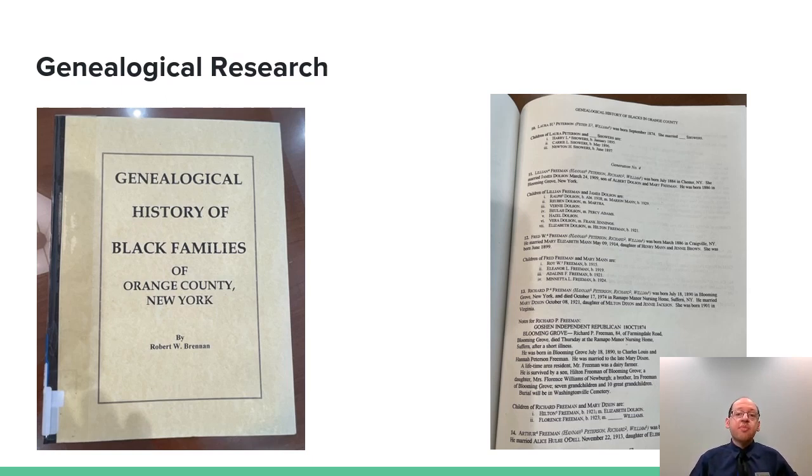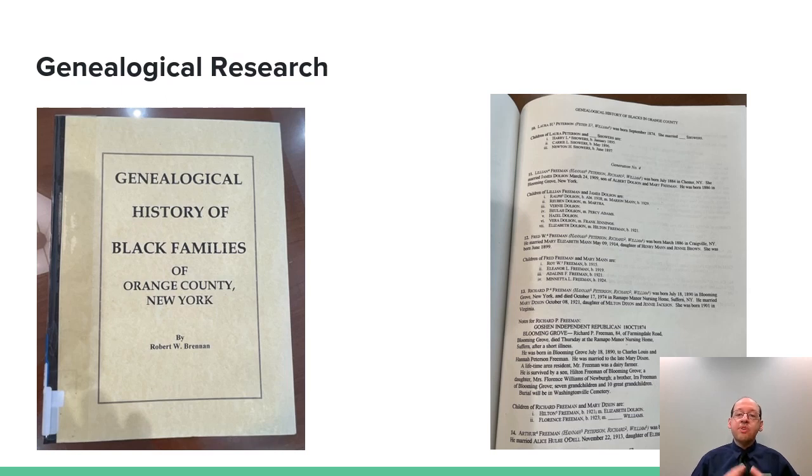So this is an example of one of those. It's actually one of my favorite resources that we own here at the library. This is Genealogical History of Black Families of Orange County, New York, written by Robert W. Brennan. Now, this is a 7-volume set. We actually have copies of these books available for you to check out if you have a library card with the Ramapo Catskill Library System.